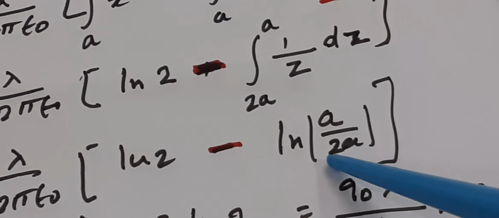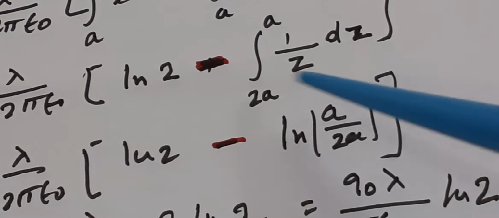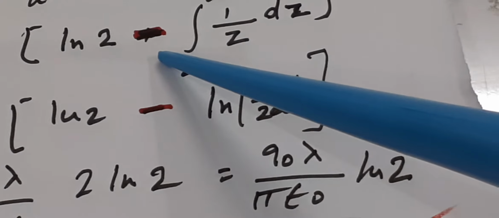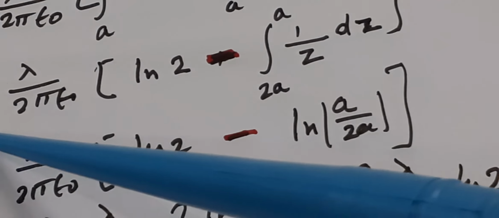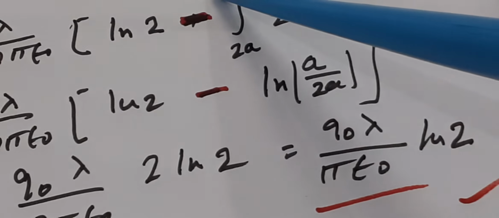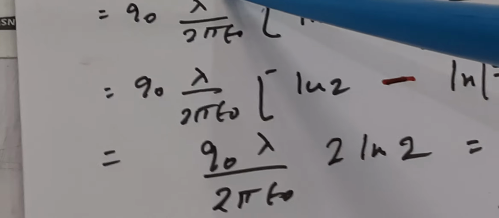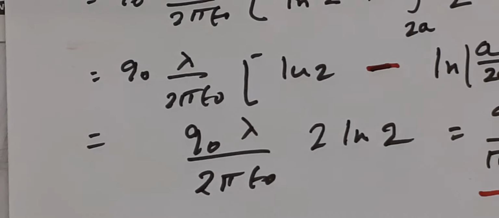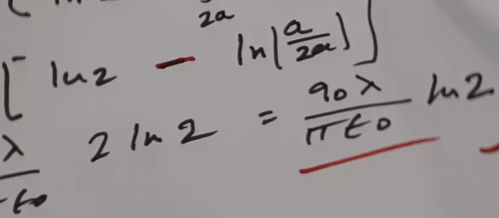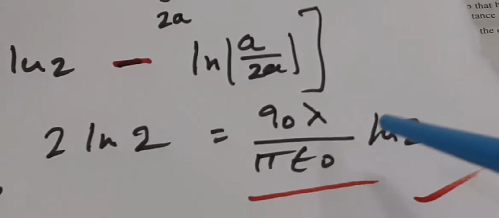So you can bring 2 up in the numerator by putting a minus sign on the power, so that minus will come in here and it will become plus. That means ln 2 plus ln 2 will come. In addition to that, lambda by 2 pi epsilon naught is outside. Now q naught is also there, q naught lambda by 2 pi epsilon naught into 2 ln 2. That will be the answer. The 2 will get cancelled, and the final expression will be q naught lambda by pi epsilon naught ln 2.